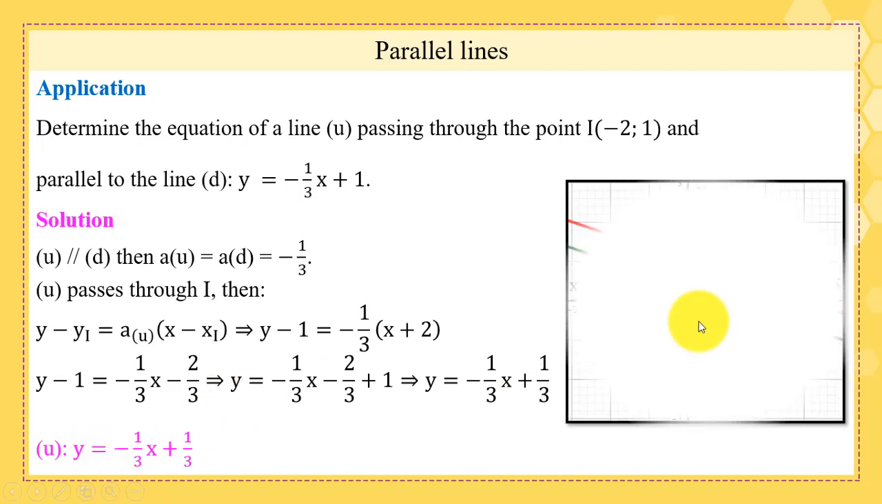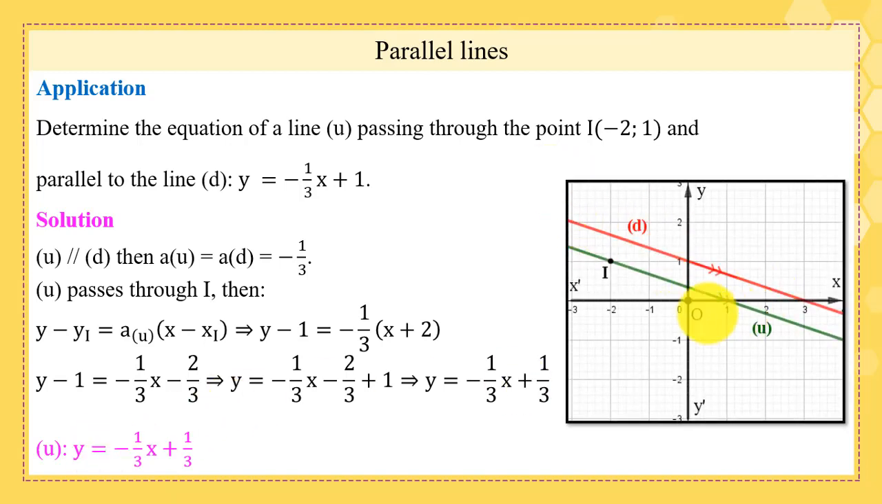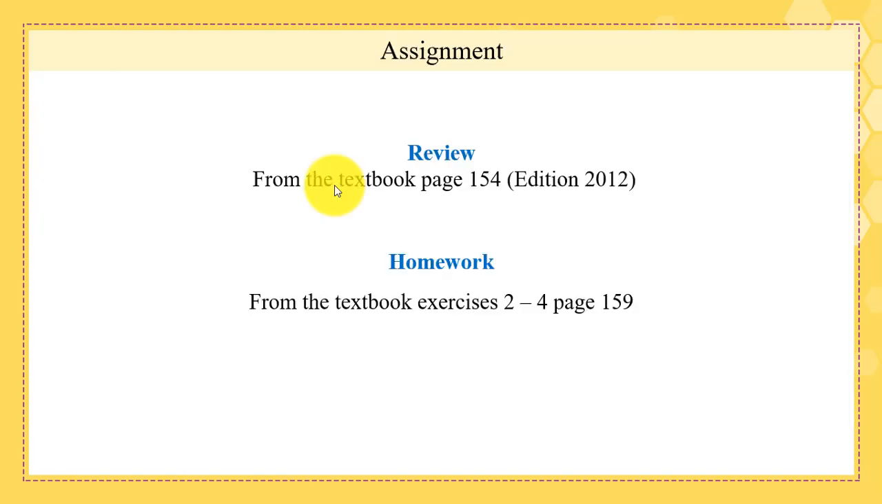And this is the figure, the straight line D and the straight line U parallel to the straight line D and passing through the point I of coordinates (minus 2, 1). Your assignment: review from the textbook, page 154, and solve exercise 2 on page 159.